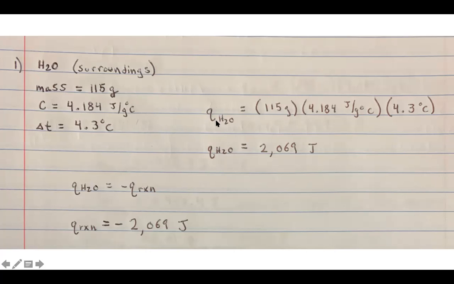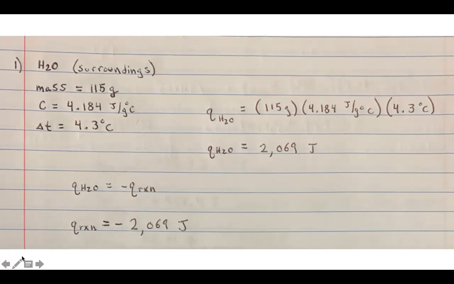Okay, and so how much heat does our water have? Well, Q, or heat of our water, is equal to our mass times our specific heat capacity times our change in temperature, right? So I input those variables, and I find my heat of water is positive 2,069 joules, right? And so remember, in a coffee cup calorimeter, we have two different sides in terms of heat. We have the heat of our surroundings, or the heat of our water, and the heat of the actual reaction itself. And remember that they're equal in magnitude, so their numbers are the same, but their signs have to be opposites. Okay, and so if the heat of our water is positive 2,069 joules, that means the heat of our reaction has to be negative 2,069 joules.